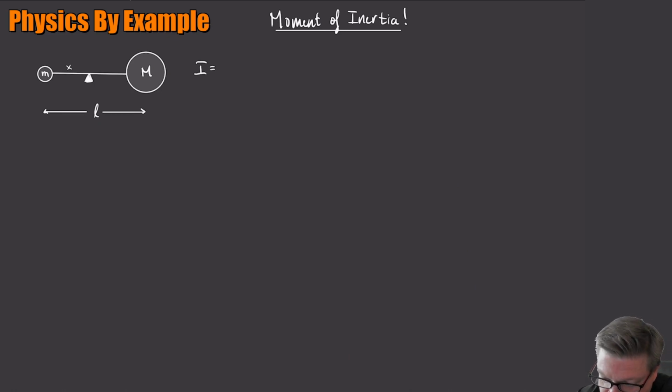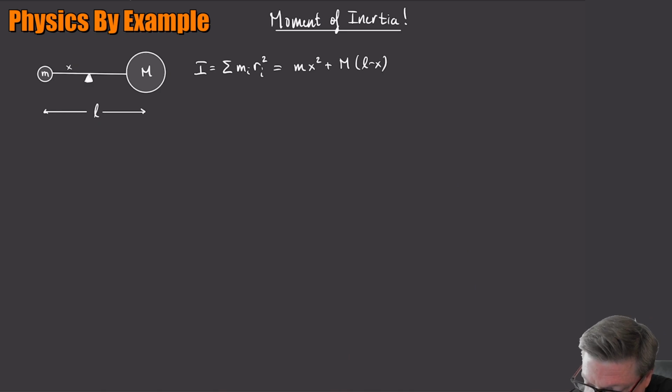The moment of inertia is the sum of each mass times its distance away from whatever point we're interested in, squared, right? So, okay, let's do it for this object. It's going to be m times x squared plus big M times, how far away is big M from that point? Well, if the whole thing has a length of L, then the distance of M away from that point is just going to be L minus x. And then I'm going to square it, right? So there we go. That's the moment of inertia.